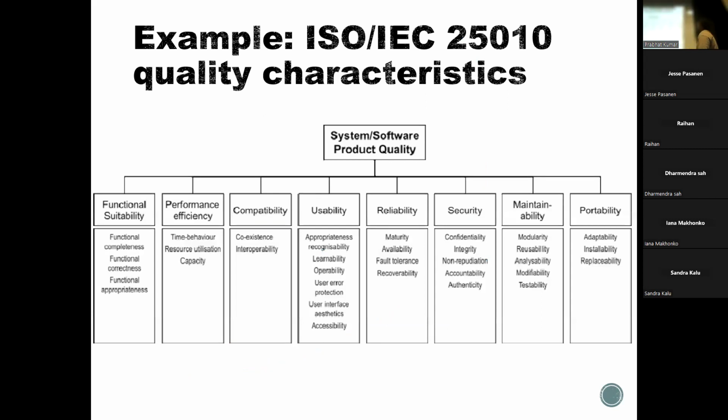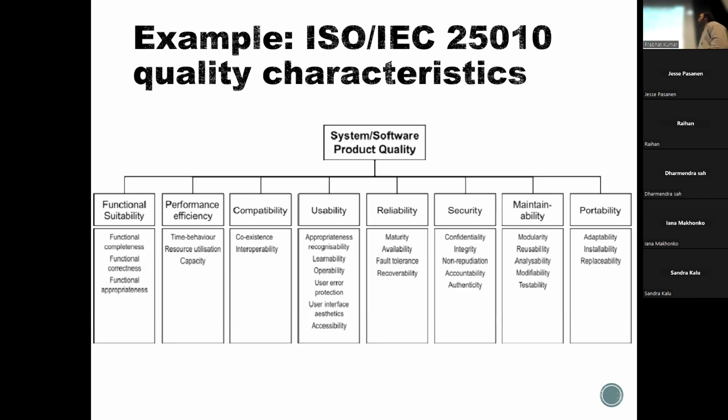Now this is the standard from which we can claim our software has high quality or not. This is the standard from ISO IEC 25010, which talks about quality characteristics. If any software follows these characteristics, then we can claim the software has high quality. So this is the standard which we need. Right now we are talking about the product, not the service. The first point is functional suitability: whether the task for which the software was developed is being done, and whether it is accurate, correct, and appropriate, right?